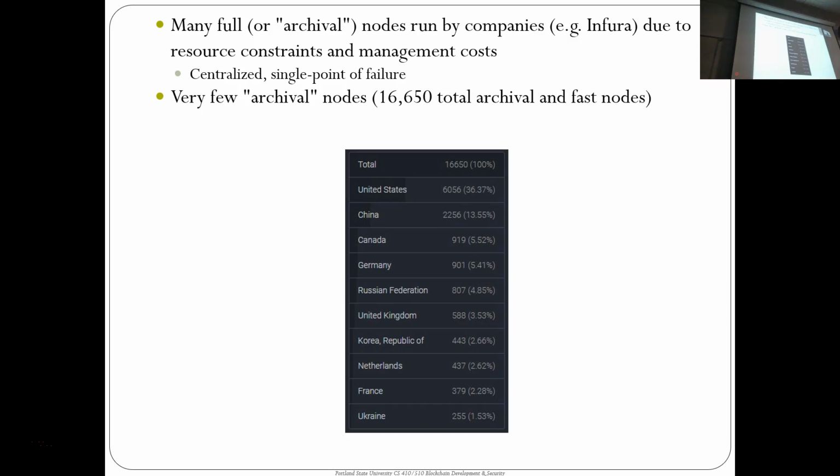There are very few archival nodes. Archival nodes have the state of the entire blockchain, and this is a number that is the maximum limit. This is a 16,000 total archival and fast nodes. A huge percentage of this are actually fast nodes. So the number of full nodes on the Ethereum network is actually much smaller.